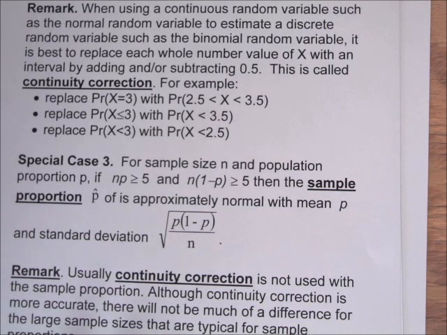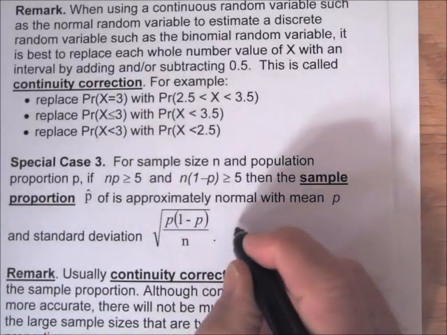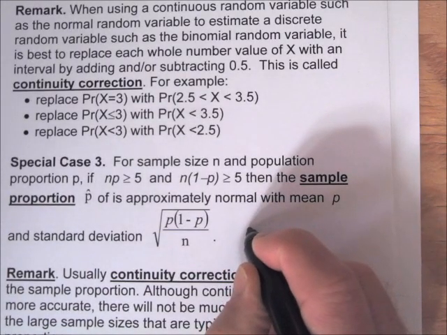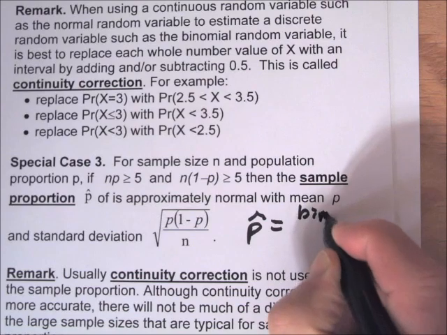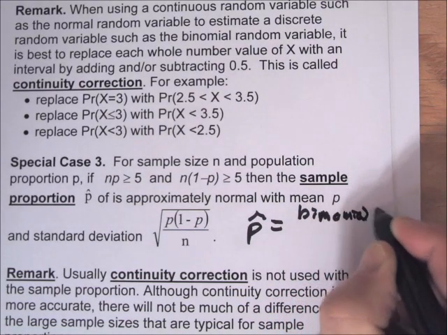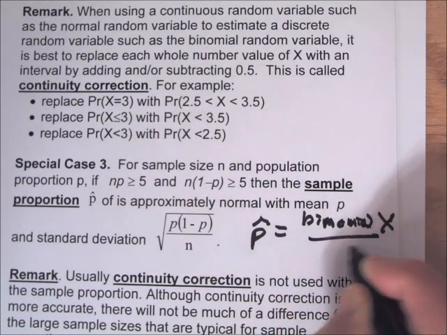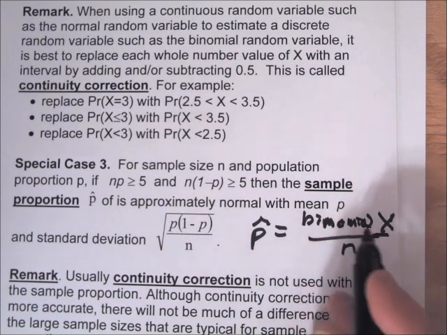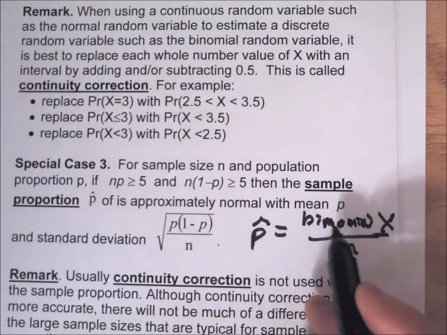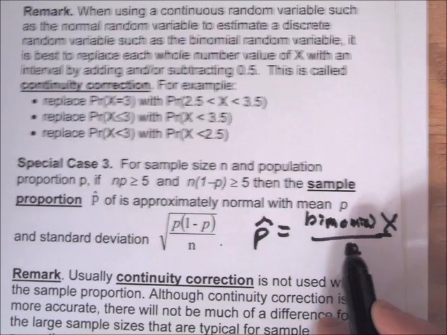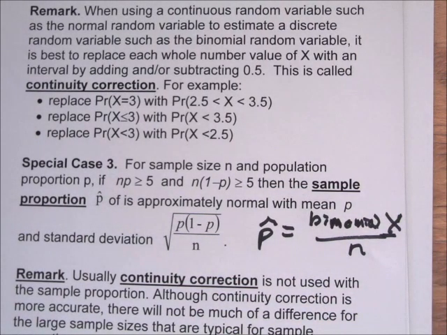If x is binomial, the sample proportion p hat is the binomial x divided by the sample size. So you can convert from a binomial to the sample proportion, and vice versa, from sample proportion to binomial. That's just the binomial random variable divided by n. So the probabilities for p hat are related to those of the binomial.